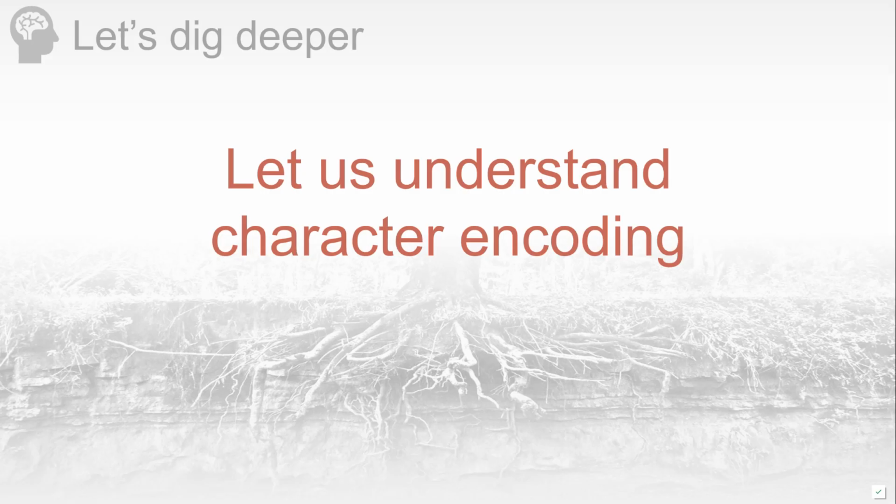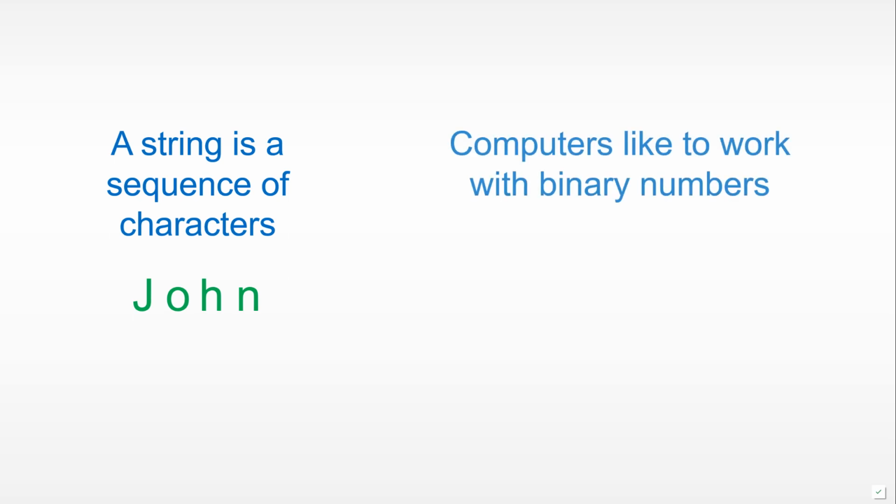Let us spend some time trying to understand a bit better character encoding in JavaScript. As we've mentioned before, a string is a sequence of characters. So if we have the name John, it would be represented by 4 characters, which are sequentially preserved in memory.